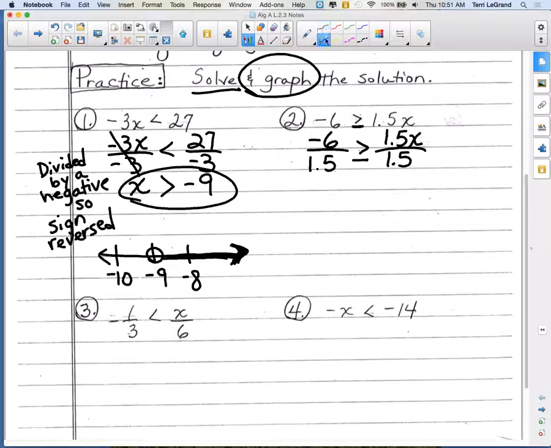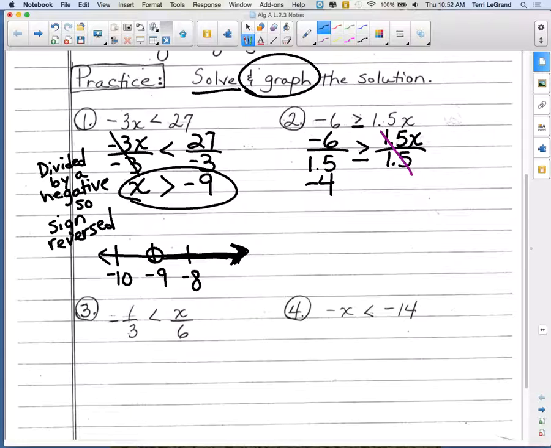Okay? The 1.5s on the right side cancel each other out. What's a negative divided by a positive? Negative. How many $1.50 are there in $6? Let's figure it out. $1.50 plus another $1.50 is $3, and then another $1.50 is $4.50, and then another $1.50 is 6. So there's 4 of them, and they are negative, aren't they?